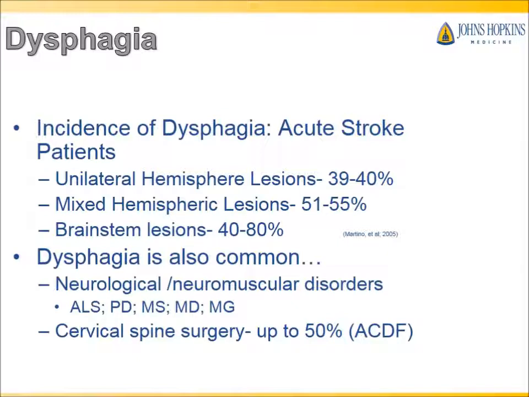Dysphagia is also common with neurological and neuromuscular disorders, including ALS, Parkinson's disease, MS, muscular dystrophy, and myasthenia gravis, as well as after cervical spinal surgeries. With the anterior approach of cervical spinal surgeries, the incidence of dysphagia is up to 50%, primarily due to the pharyngeal swelling following surgery. Dysphagia is typically temporary with this population. The incidence of dysphagia is lower with the posterior approach of the cervical spinal surgeries. However, it is still seen in approximately 20% of patients.